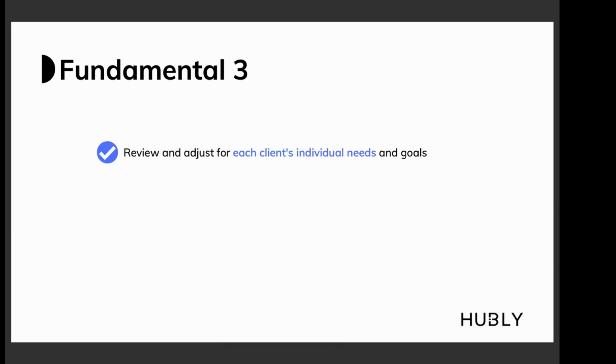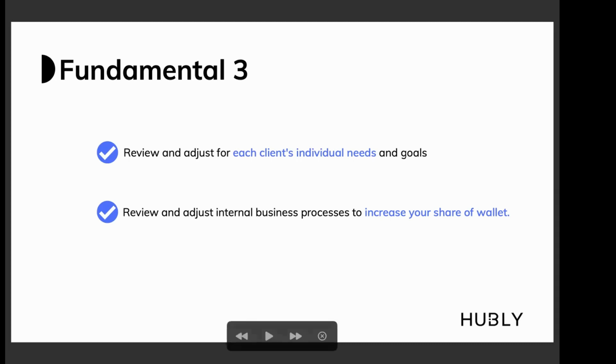But the second and more important thing it's going to do for your business, if you're doing this for each client, is that you're going to start seeing new opportunities to review and adjust your internal business processes to ultimately increase share of wallet. And once again, I'm going to go back to Matthew's comments earlier because they were so good. This is what banks do really well. They constantly focus on increasing share of wallet, always trying to sell you another product or service, because they know once you have four or five services with them, you're going to stay with them for life. And so what our rockstar advisors are doing, because they're reviewing and adjusting for each client's individual needs, is identifying opportunities across their client book to provide an additional service and increase share of wallet, which is just making them more valuable to their clients.